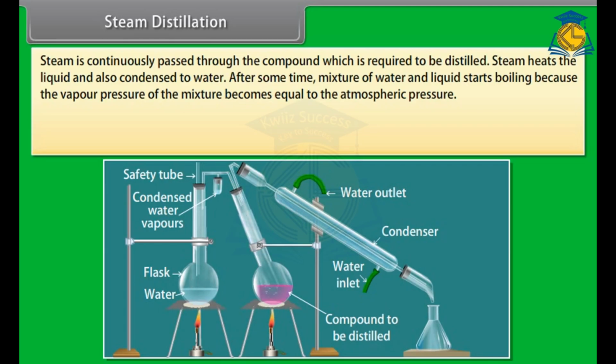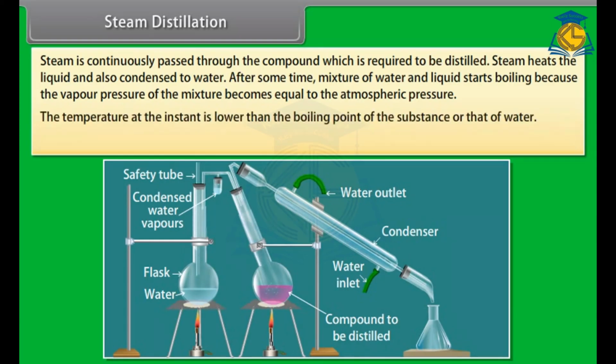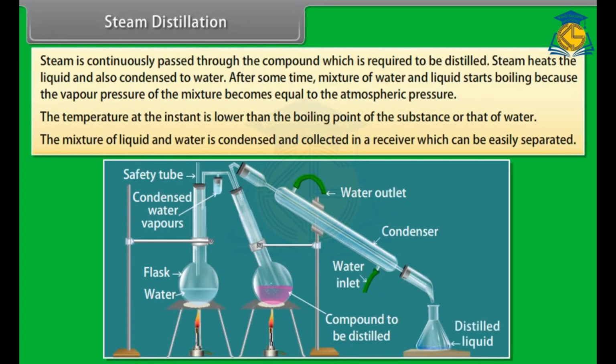After some time, the mixture of water and liquid starts boiling because the vapor pressure of the mixture becomes equal to the atmospheric pressure. The temperature at that instant is lower than the boiling point of the substance or that of water. The mixture of liquid and water is condensed and collected in a receiver, where it can be easily separated.